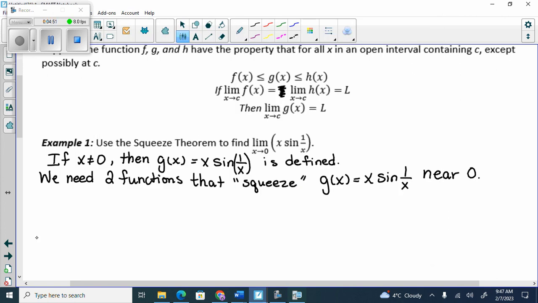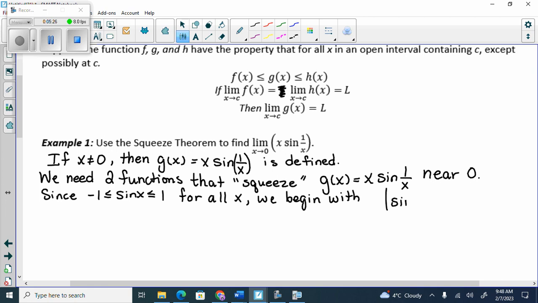So, we say, since -1 is less than or equal to sine x, is less than or equal to 1. We know that, right? Sine x maxes out at 1 and mins out at -1. We know the graph does that, and it's continuous between those. For all x, we begin with the absolute value of sine 1 over x is less than or equal to 1.